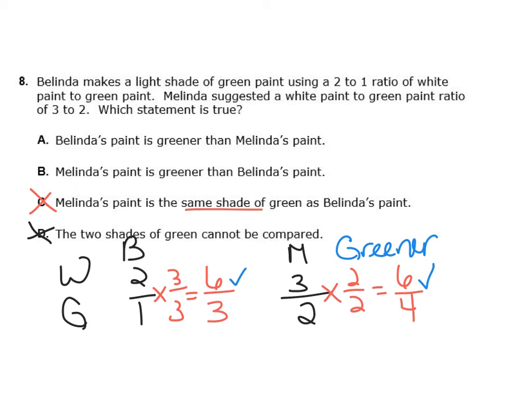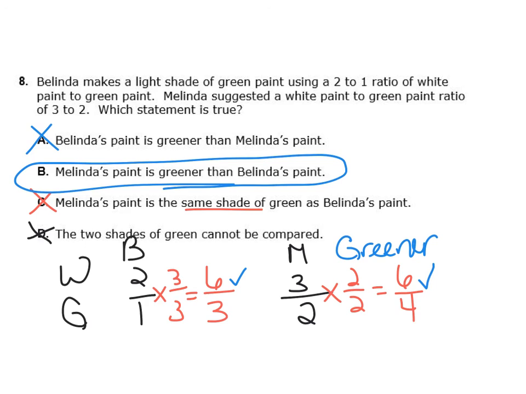So we're going to go and look at the problems again. A says Belinda's paint is greener than Melinda's, so that's not true. Melinda's paint is greener than Belinda's, so that's the true one. So we're going to go ahead and circle that.